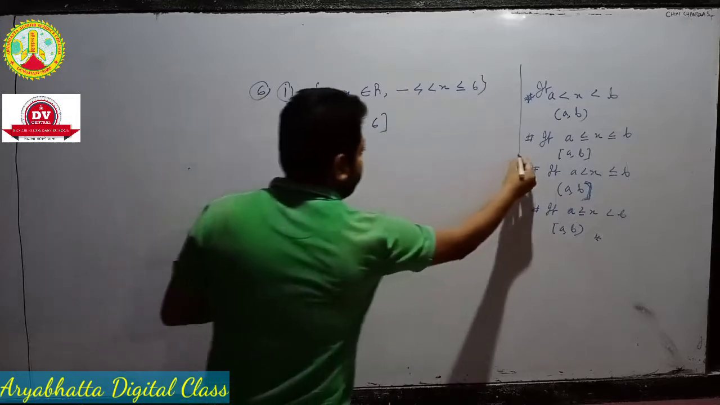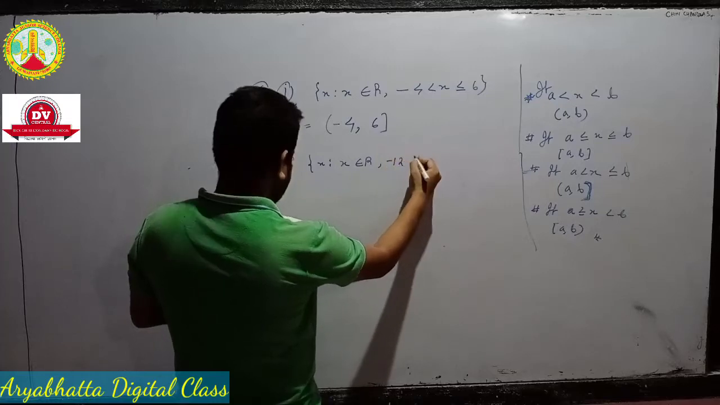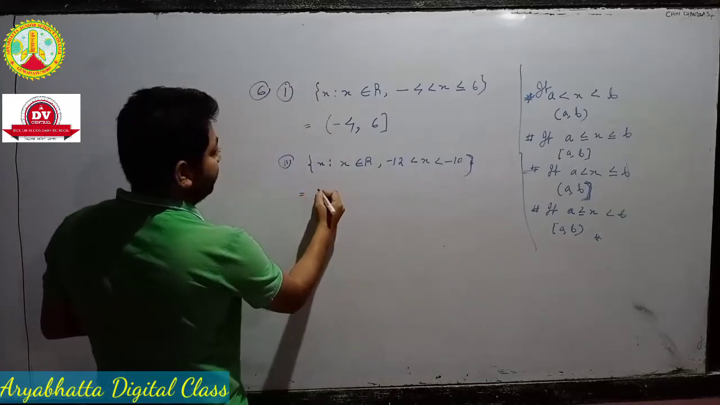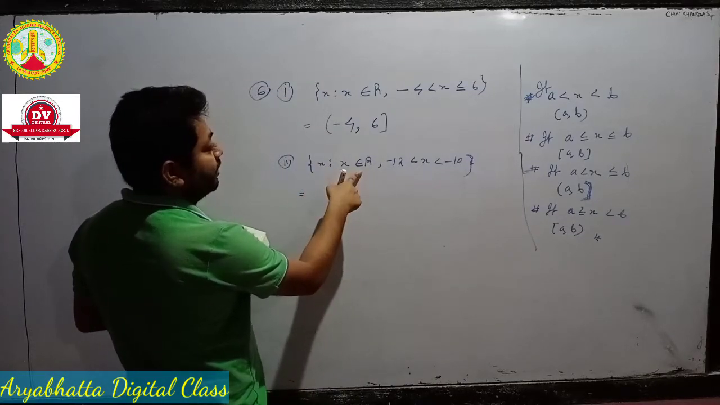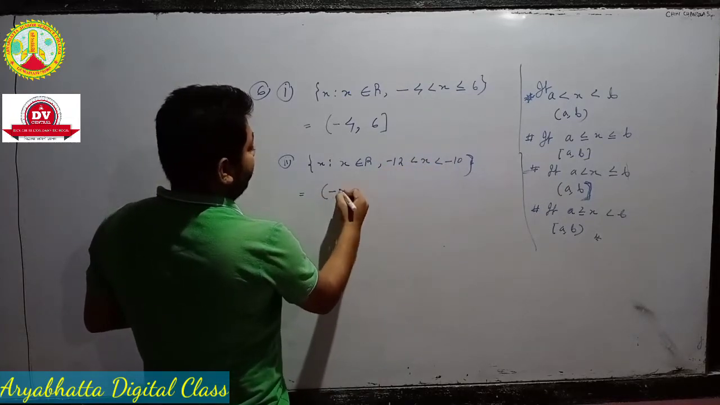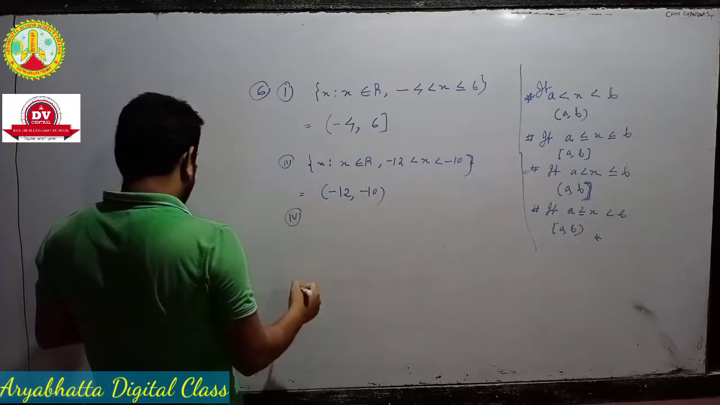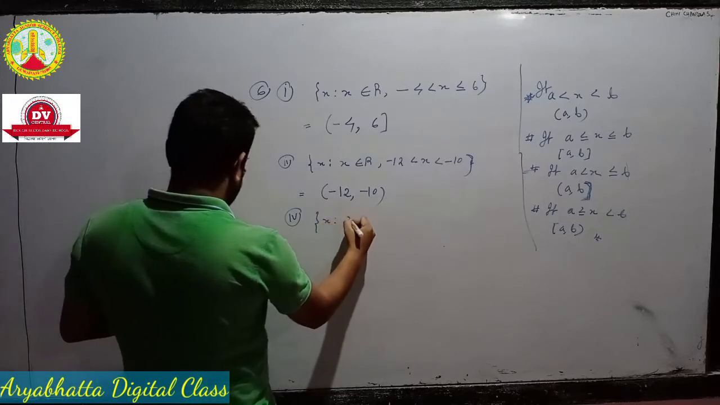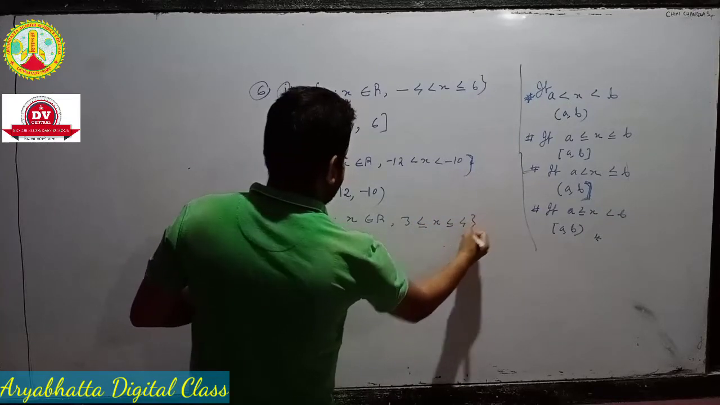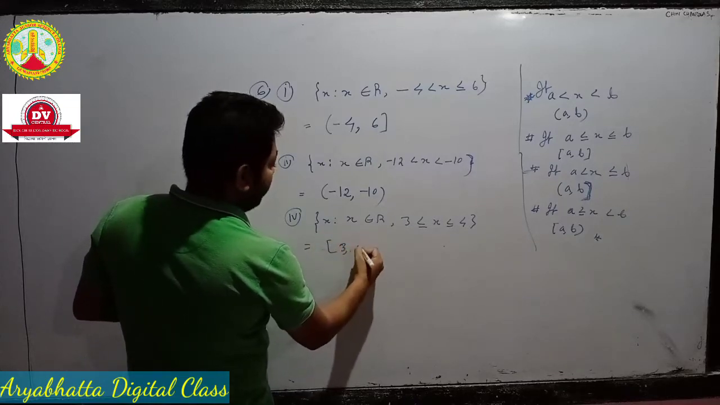x such that x belongs to R and minus 12 less than x less than minus 10. Then we can write the open interval minus 12 comma minus 10. Next, number 4, x such that x belongs to R and 3 less than or equal to x less than or equal to 4. This can be written as closed interval 3 comma 4.